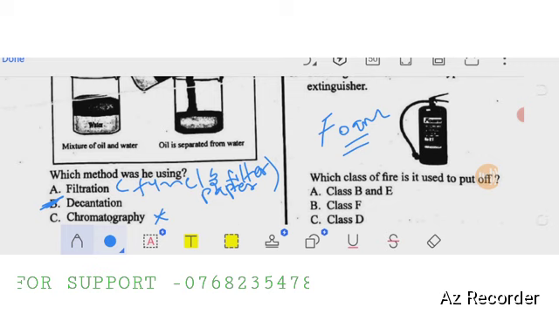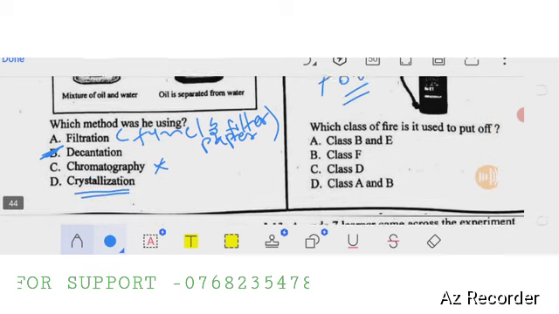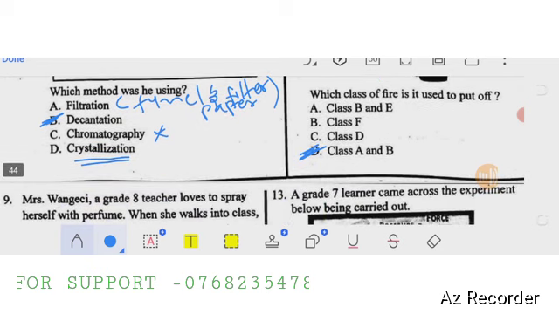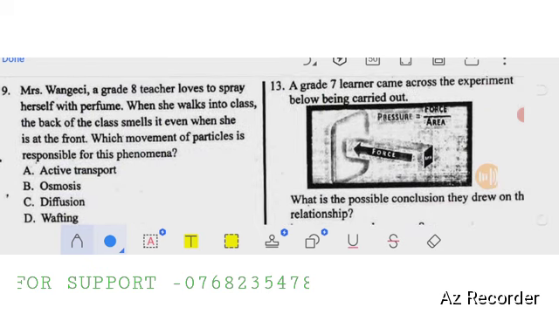So which class of fire is put out by the foam fire extinguisher? Foam fire extinguisher is mostly used to put out class A and B fires. We normally use foam fire extinguisher. Class A, you can also use water, among others. So you can continue. Question 9.